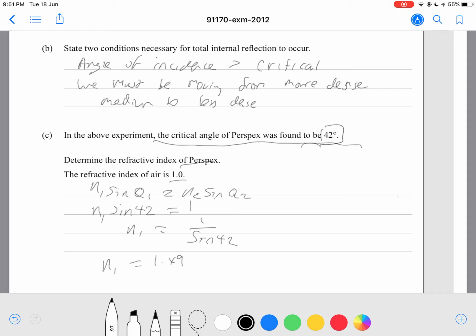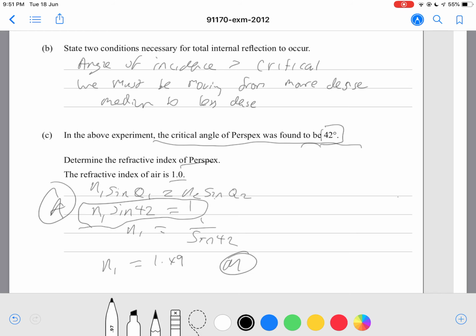And to get the correct perspex angle, the correct perspex refractive index, that will get you a merit grade. To get an achieved grade, you're working with only understanding that n1 sine 42 equals 1. So that will get you an achieved grade here.